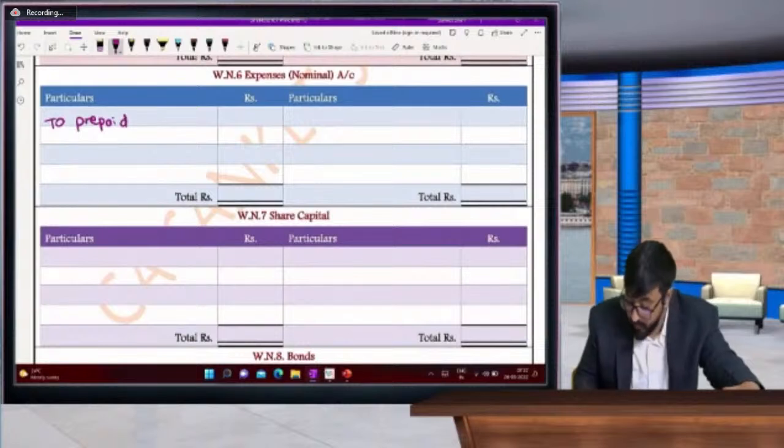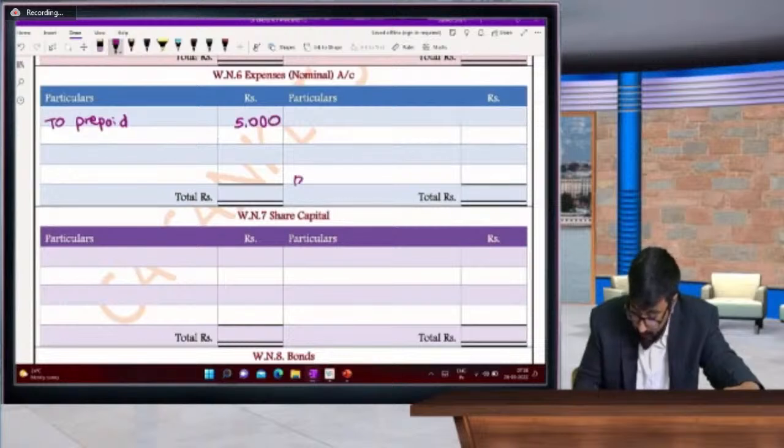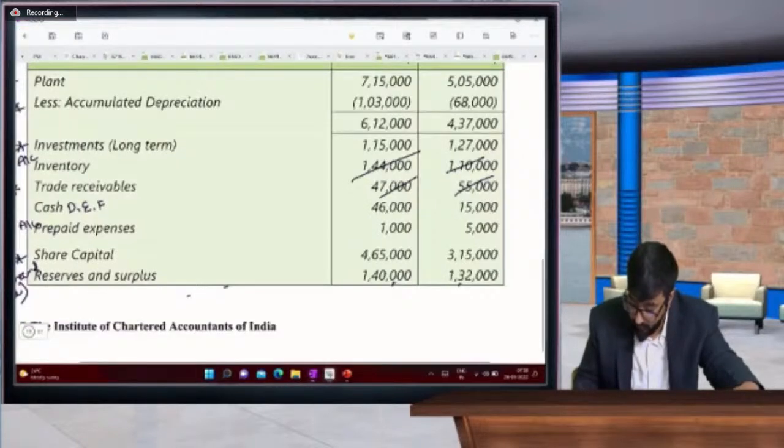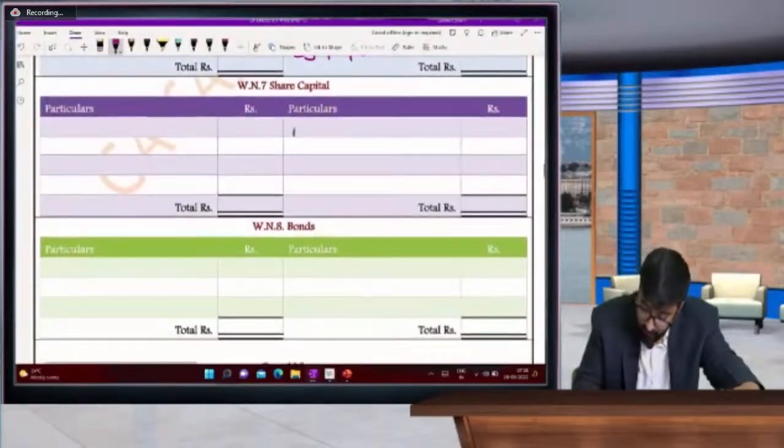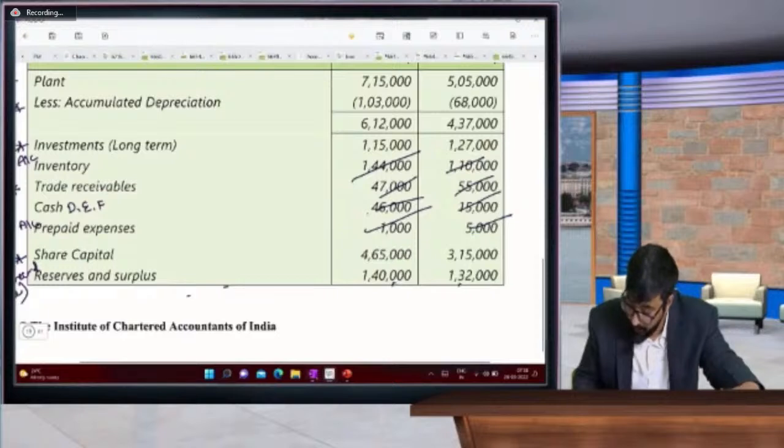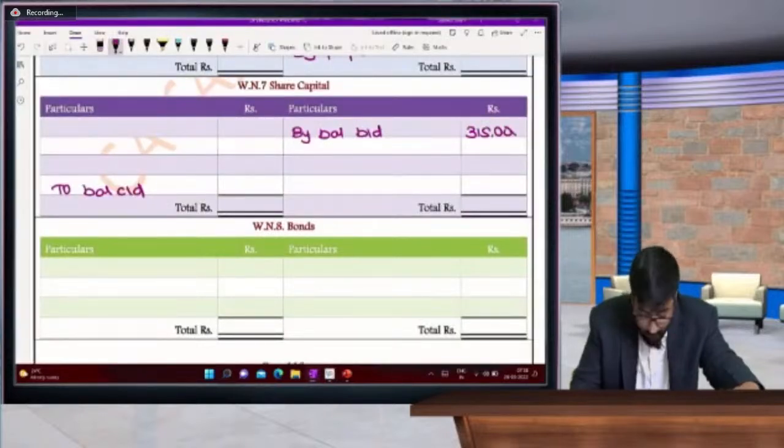Okay. To prepaid 5,000 and by prepaid 1,000. Share capital, by balance brought down, to balance carried down. Credit plus 315. 465.